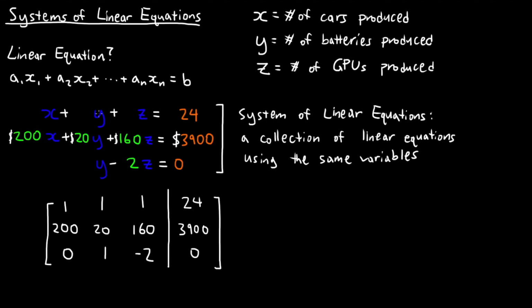Now, in an augmented matrix, we won't be shifting our numbers left and right anytime soon. So we can know what variable a coefficient is referring to by the column that it's in. So for example, all the coefficients belonging to x would be in the first column, all the coefficients belonging to y would be in the second column, and all the coefficients belonging to z would be in the third column.